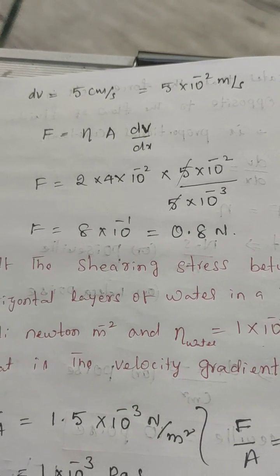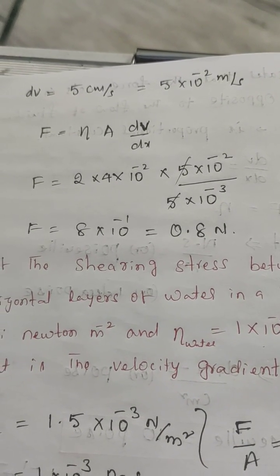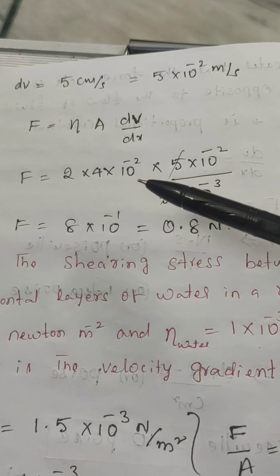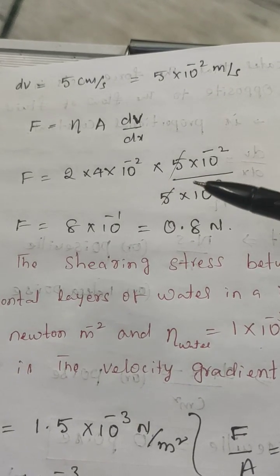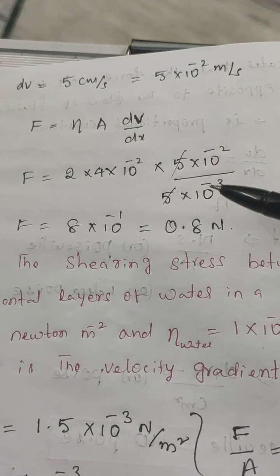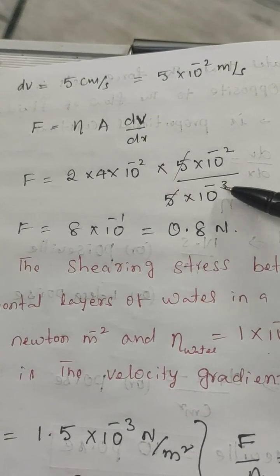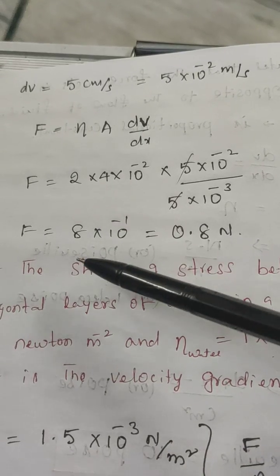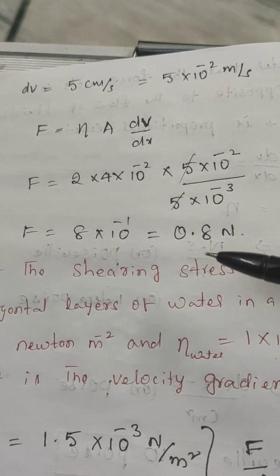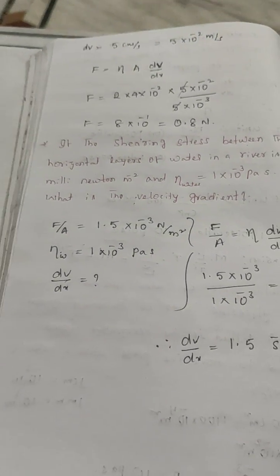Now substitute these values in the formula. F is equal to eta into A into dV by dx. Eta value is 2, area is 4 into 10 to the power of minus 2, dV is 5 into 10 to the power of minus 2, dx value is 5 into 10 to the power of minus 3. 5 gets cancelled. Minus 4 is there, downside minus 3. Remaining 4 into 2 is 8 into 10 to the power of minus 1. Answer is 0.8 Newton.